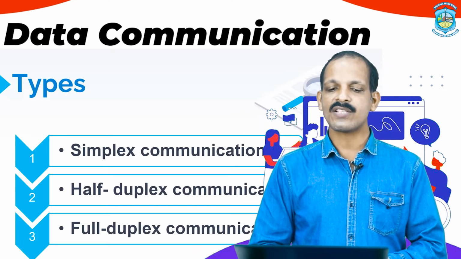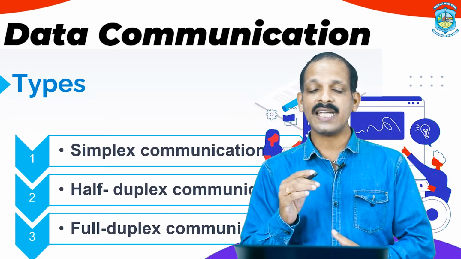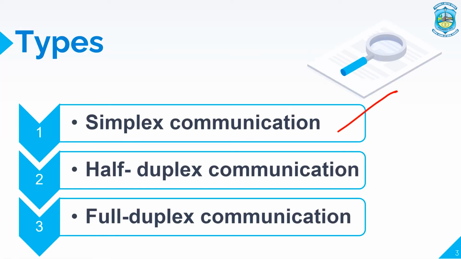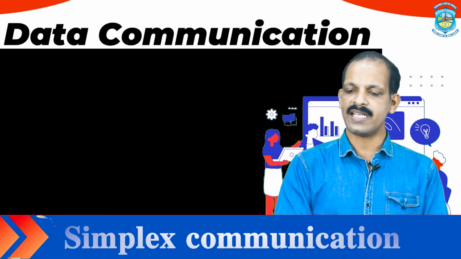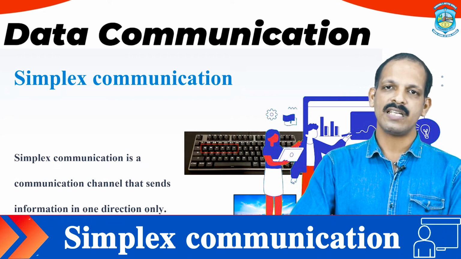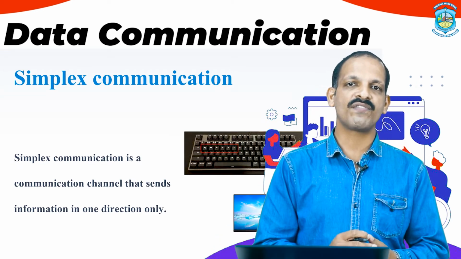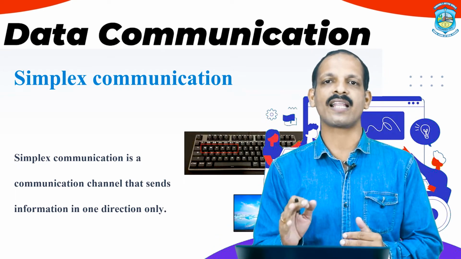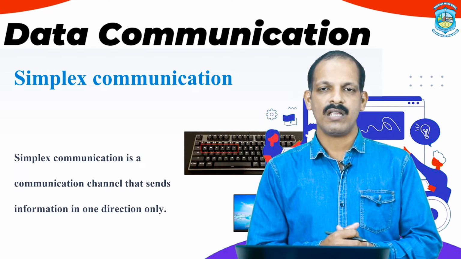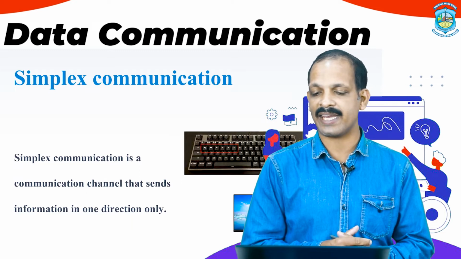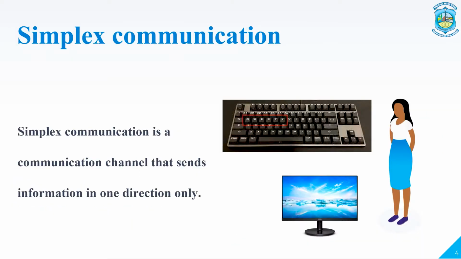In data communication, there are three types of communication: simplex communication, half duplex communication, and full duplex communication. Simplex communication is a one-way communication method. Data will transfer from one point to another point. As an example, in electronic devices, we can take a keyboard or monitor.